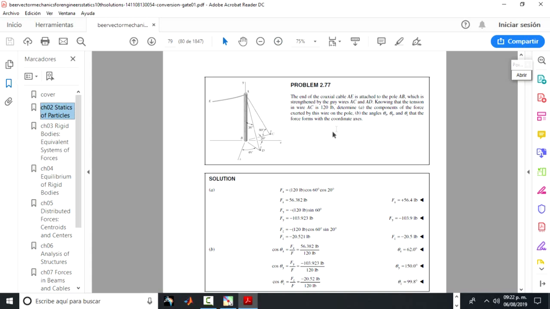Okay, in the book, we can see that F calls it T, that will be TAC, it was the same, and the X component will be the 120 pounds, that will be the magnitude, cosine of 60 degrees, that will be this component that we drew, cosine of 20. That's why the book does it faster. But still, in the X component, we get 56.3816. And the author rounds it to three significant digits, so it will be 56.382. And again, the book rounds it to one decimal point, so it will be 56.4. That will be the same that we calculated.